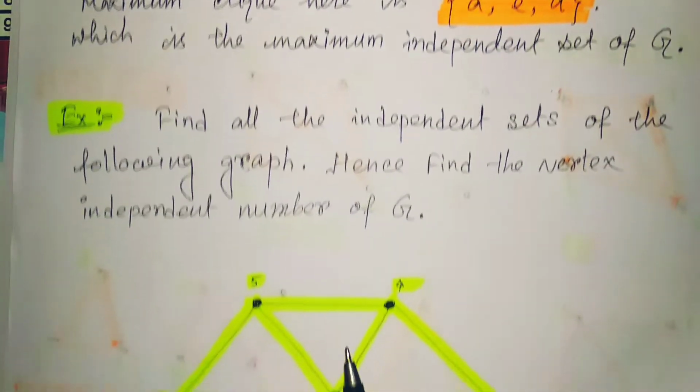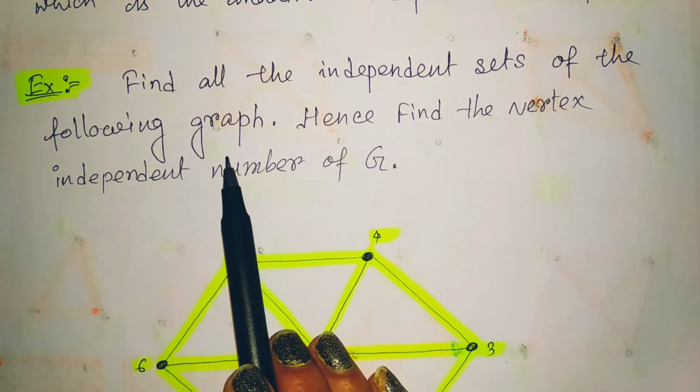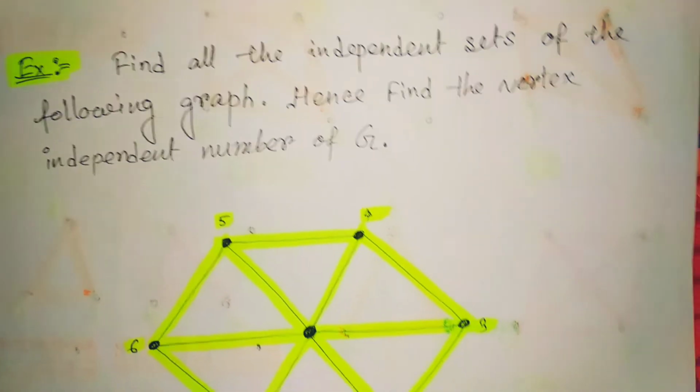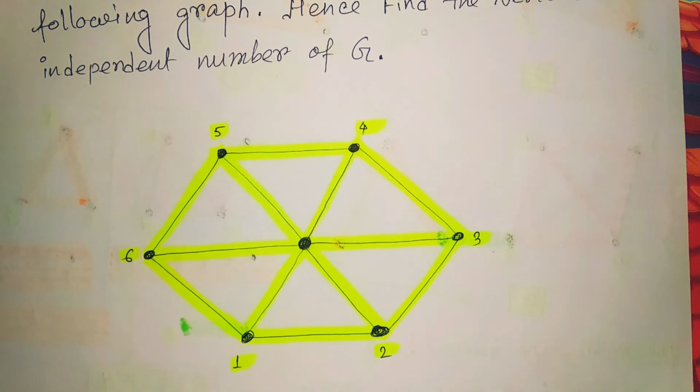So for example, find all the independent sets of the following graph. Hence, find the vertex independent number of G. If this one is your given graph, for this graph you are supposed to find out all independent sets, and find out the vertex independent number also.